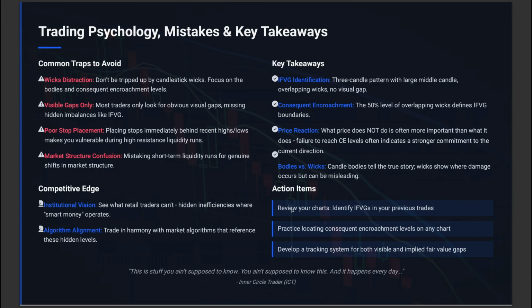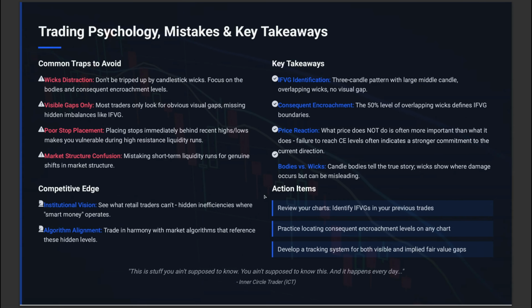Action items. Review your charts, identify implied fair value gaps in your previous trades, right? Practice locating consequent encroachment levels on any chart, and then develop a tracking system for both visible and implied fair value gaps. These are things that you guys can do right now. If you want, you can open up a chart and try practicing. Now, what I'm going to do is show you a couple of examples on the charts.